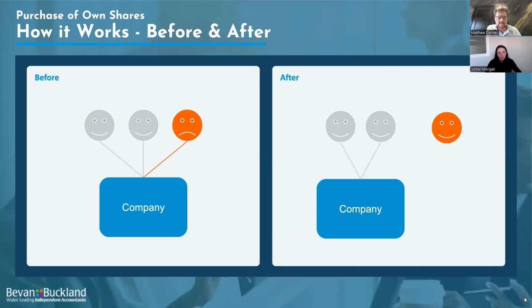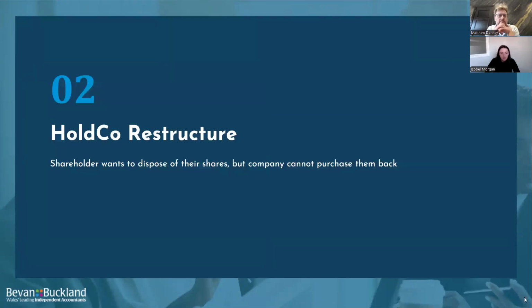So the next thing we might look at is something we refer to as a holdco restructure. It's got lots of iterations, and this tends to arise in situations similar to a purchase of own shares, but when the company maybe doesn't have those distributable reserves to buy the shares back, and we need to look at alternative routes to relieve that shareholder of that duty per se.